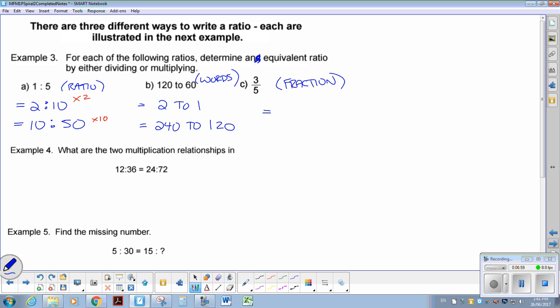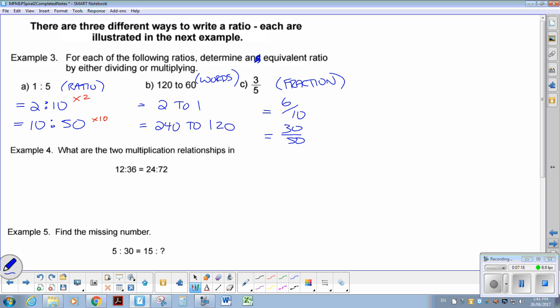So 3 to 5, or 3 out of 5, or 3/5, we could double everything. So it would be 6 out of 10, or we could multiply it by 10 and have 30 out of 50. All right, so there's your 3 forms, and that's how you find equivalent values.